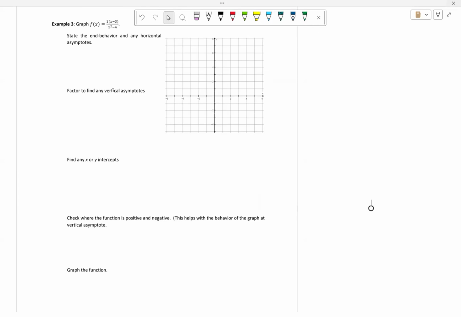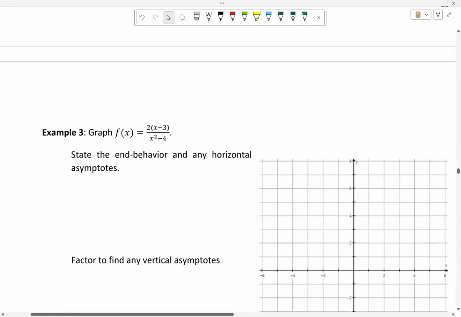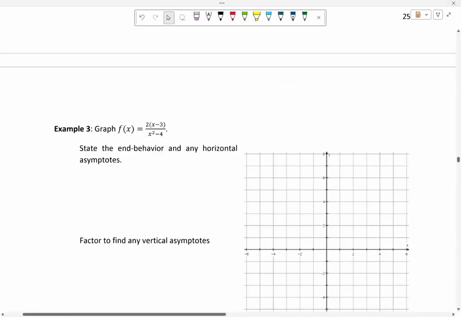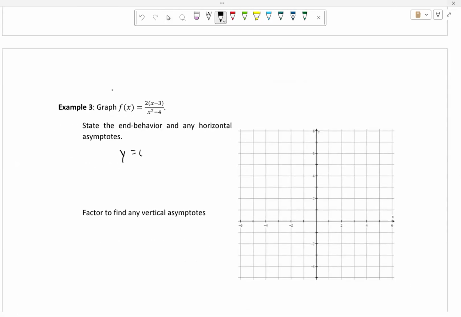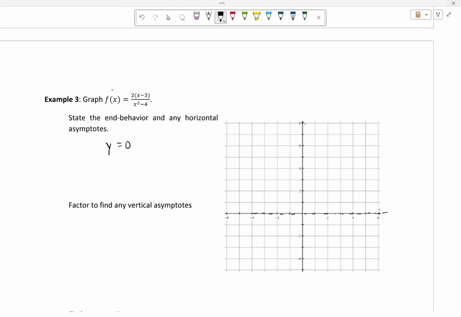One of the first things you learn to notice is that you take a look at the degrees and you say, hey, this function is bottom heavy. That's how we know it has a horizontal asymptote at y equals 0. So as x goes to positive and negative infinity, y goes to 0. I'm going to be lazy and not write that out. You can't do that on a quest.